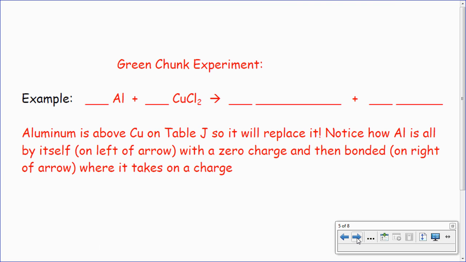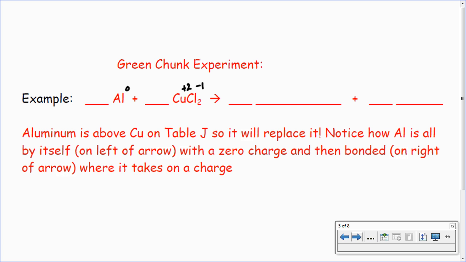So this green chunk experiment, this little demo I want to show you, is a single replacement reaction that involves an oxidation and a reduction. Elements by themselves, by definition, have an oxidation state of 0. And when they're in formulas or compounds, they have the oxidation states that are given to them across the periodic table.